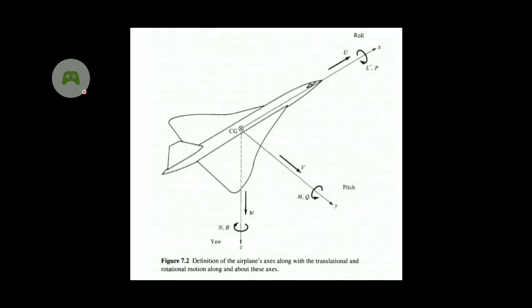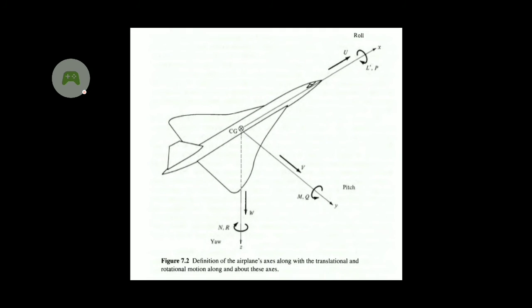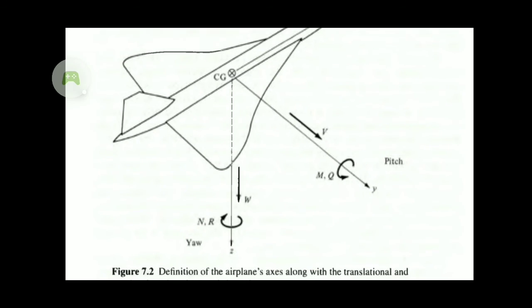Similarly, we have the component of velocity W about the Z axis, and the moment about the Z axis is given by N, and this movement is known as yawing movement, which makes the aircraft turn right or left. Okay, and the component of angular velocity is given by R.